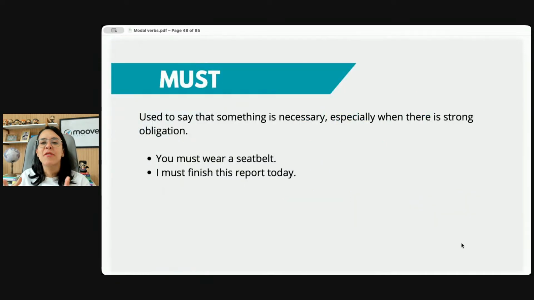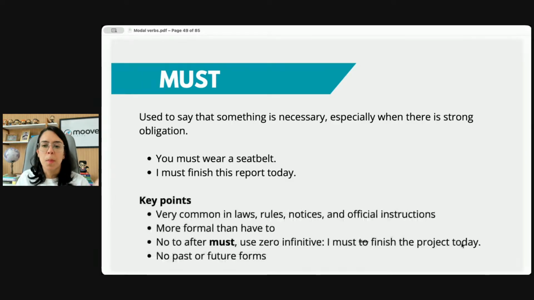So a very formal and emphatic way of talking about obligation is by using must. So you must wear a seatbelt. I must finish the report today. So this is very strong. It expresses a strong obligation. It emphasizes what you are saying. So must is very common in laws, rules, notices, and official instructions. That's when you're going to see must more often. It's more formal than have to, which is another way of expressing obligation that we're going to learn today.